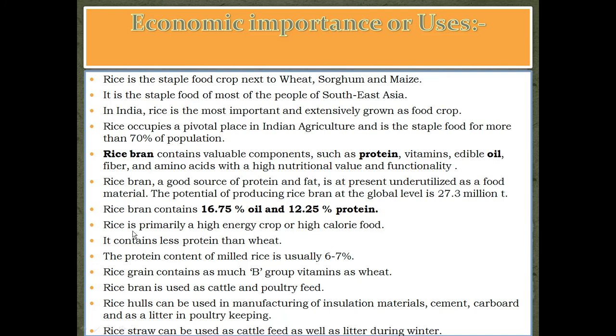Then rice is primarily a high energy crop or higher calorie food. It contains less protein than wheat. The protein content of milled rice is usually 6 to 7%. The rice grain contains as much B group vitamins as wheat. Then rice bran is also used as cattle and poultry feed.